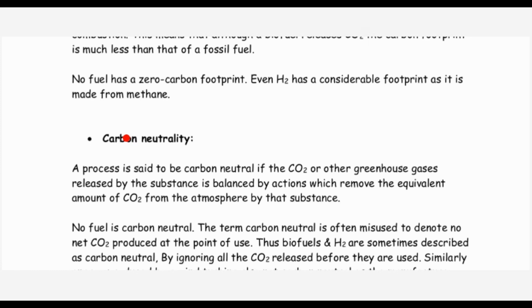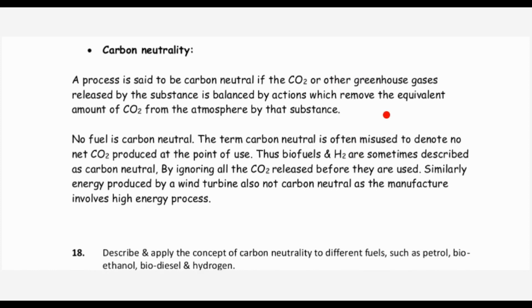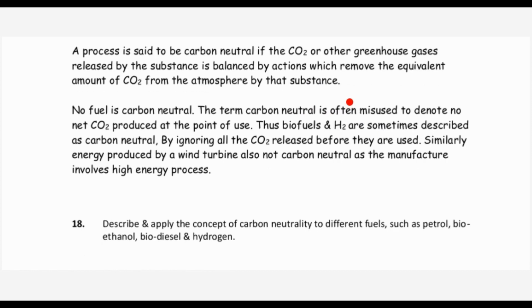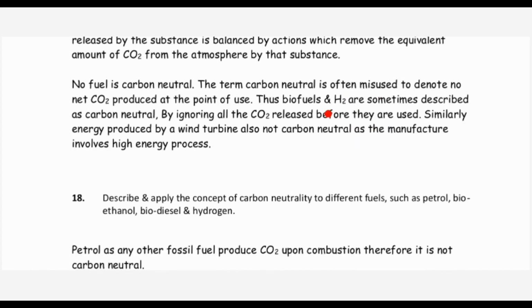So carbon neutrality: a process is said to be carbon neutral if the carbon dioxide or other greenhouse gases released by the substance is balanced by the action which removes the equivalent amount of carbon dioxide from the atmosphere by that substance. No fuel is carbon neutral.